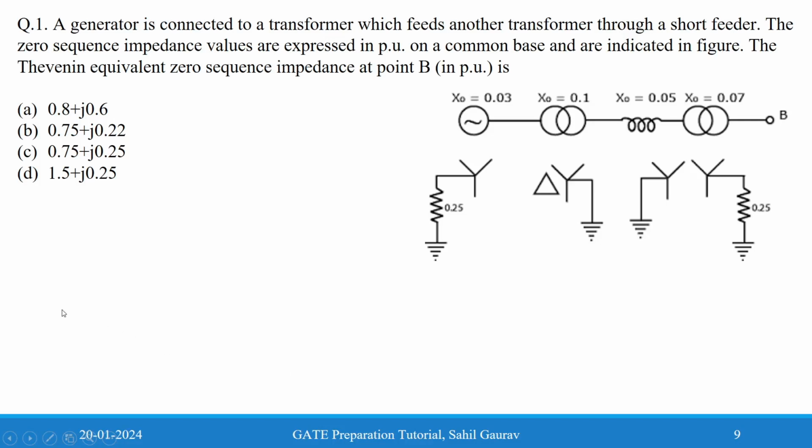The first problem is that a generator is connected to a transformer which feeds another transformer through a short feeder. The zero sequence impedance values are expressed in per unit on a common base and are indicated in the figure. The Thevenin equivalent zero sequence impedance at point B in per unit is. This problem was asked in GATE 2002, and it is of 2 marks. You also try it yourself.